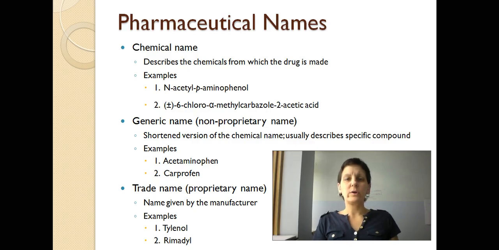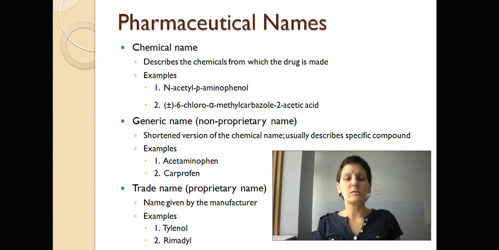Pharmaceuticals typically have 3 different versions of the name. The first one is the chemical name, and this describes the chemicals used in what goes into making this drug. There's 2 examples of chemical names there, and you can follow those down to the next line, which is the generic name or the non-proprietary name. The generic name is usually a shortened version of the chemical name, and it usually describes a specific compound in the medication. There's 2 more examples there.